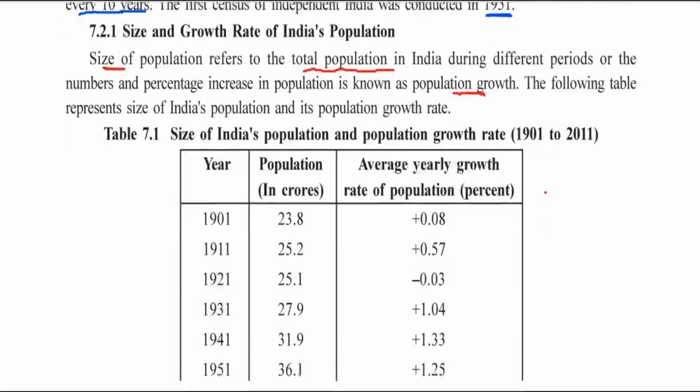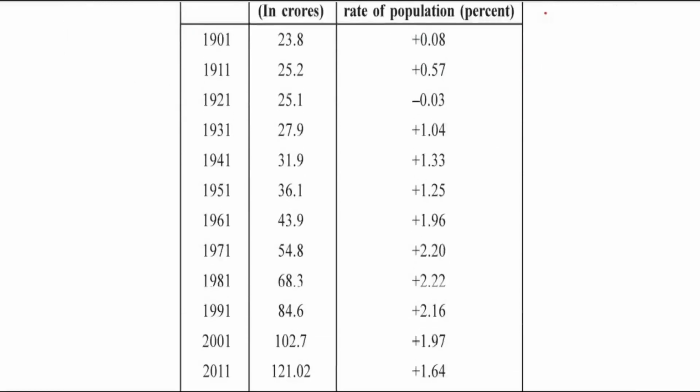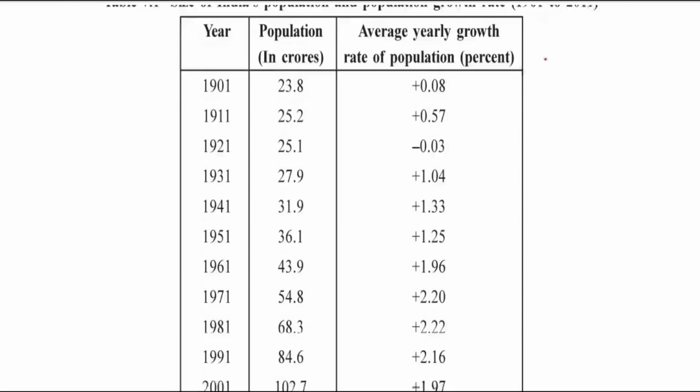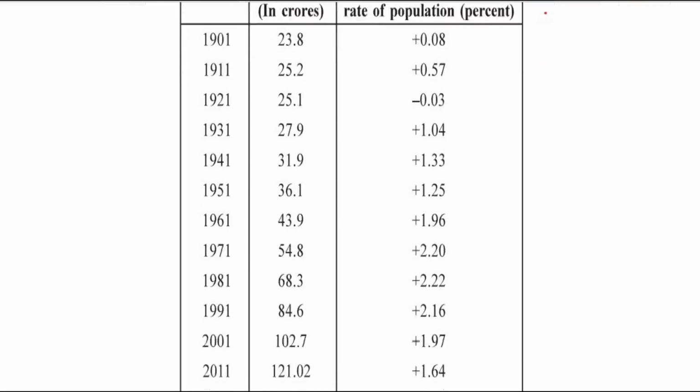So now when we look at this data, this data starts from 1901 and goes till 2001. The first column shows the population, and the second column shows the average yearly growth rate of population in percentage. This data is per decade, per 10 years. Decade means a 10-year period. So you see, in 1901, the population of India was only 23.8 crore.